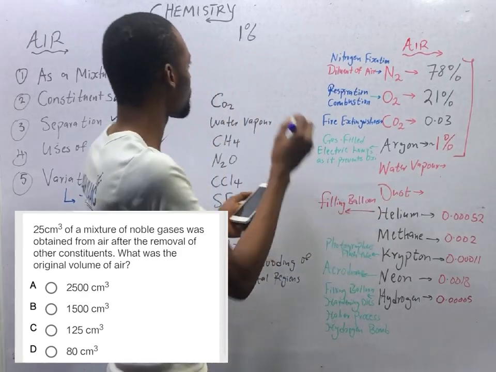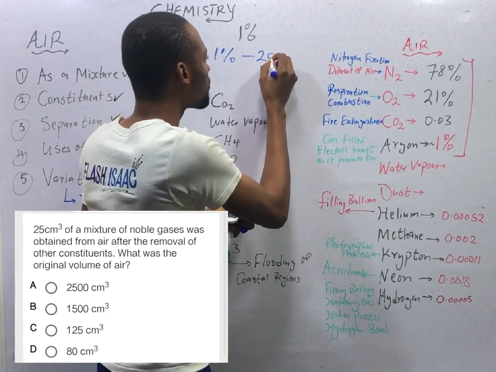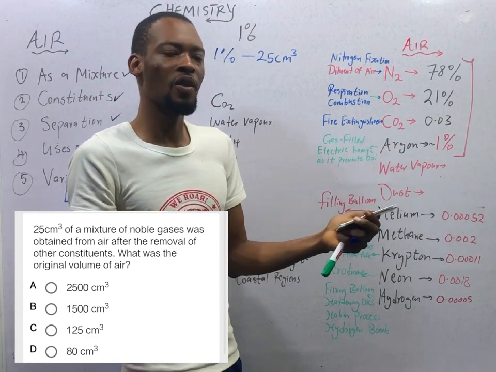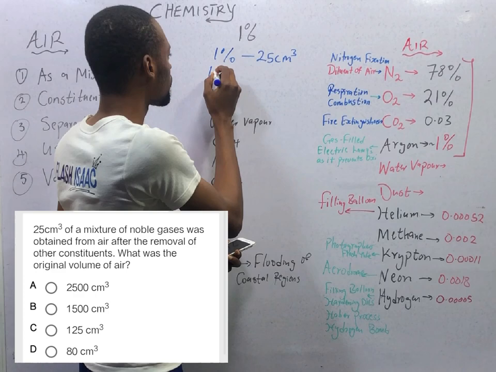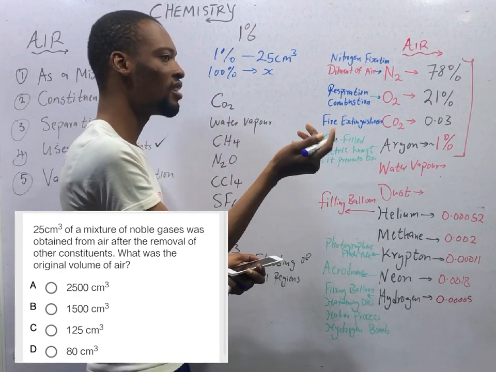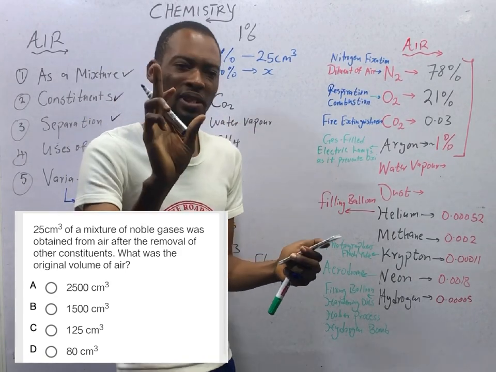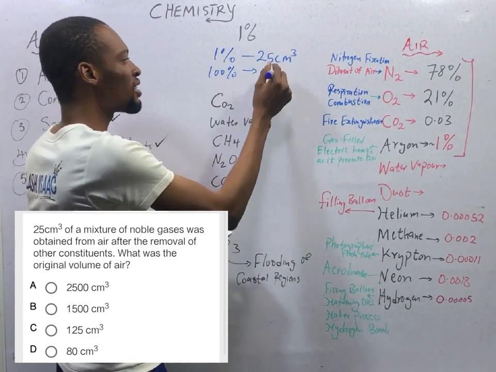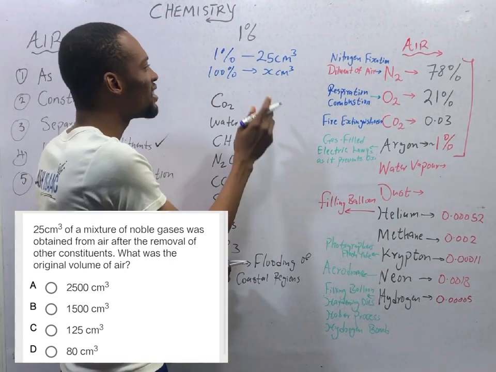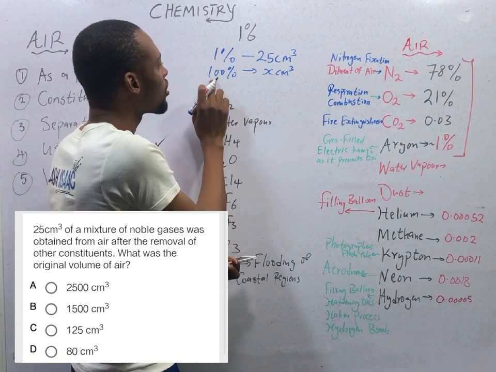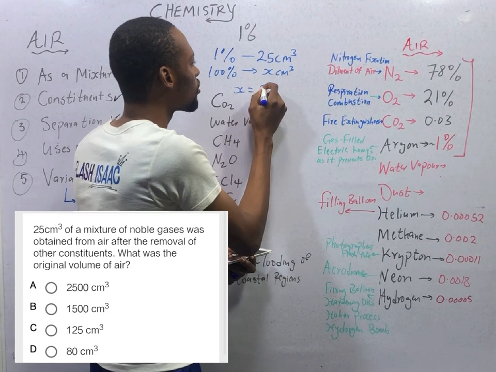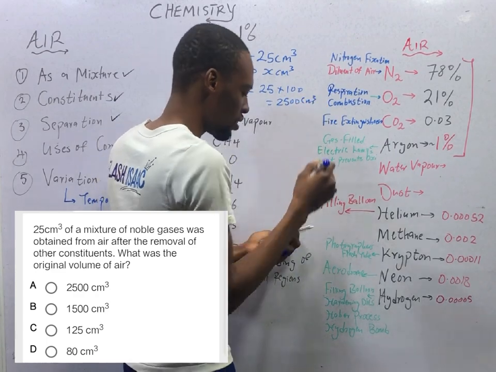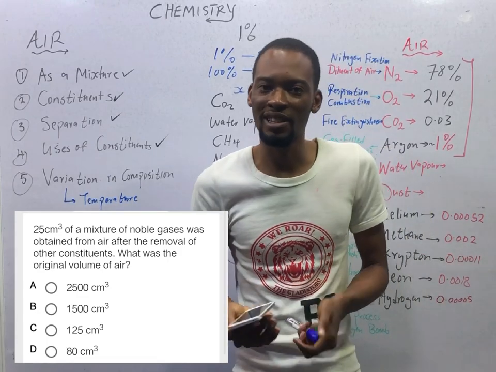So if 1% is 25 cm cube, as said in the question, then what will 100% be? Let's call it S. Since noble gases account for only 1% of the volume of air, and 1% is 25 cm cube, 100% will be S cm cube. Cross multiplying, S times 1% is equal to 100 times 25. So S is 25 times 100, and that is 2,500 cm cube. The original volume of the air is 2,500 cm cube.